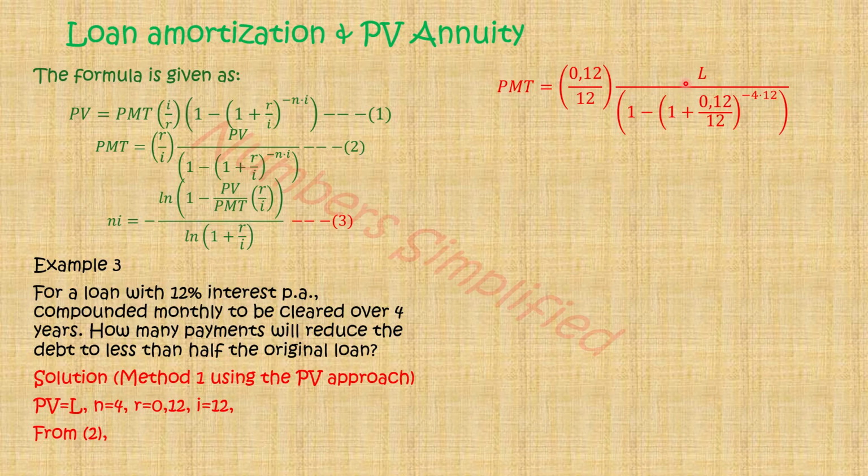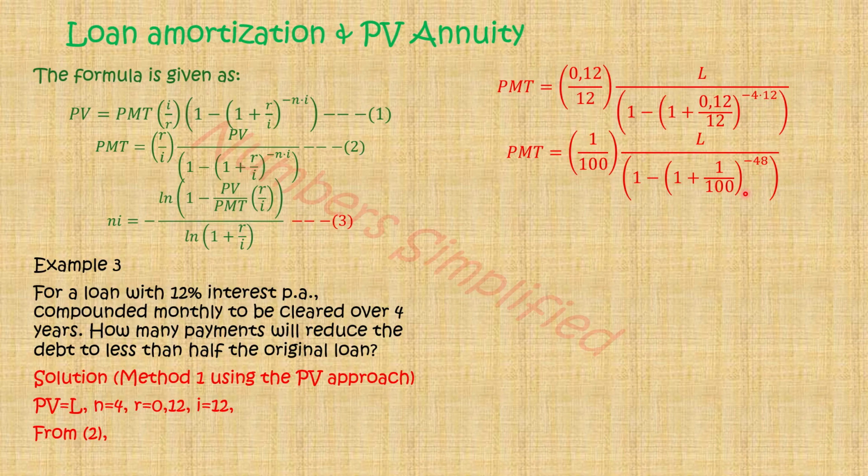And of course, the next thing would be to evaluate whatever we have within the pair of brackets. In the first pair of brackets, we are going to have 1 over 100, because we know that 0.12 divided by 12 is as good as saying 12 divided by 1200. That would give us 1 over 100. Then we do the same thing in the denominator, in the fraction that we have there. So we have 1 plus 1 over 100, and of course, the power minus 4 times 12 would give us minus 48.